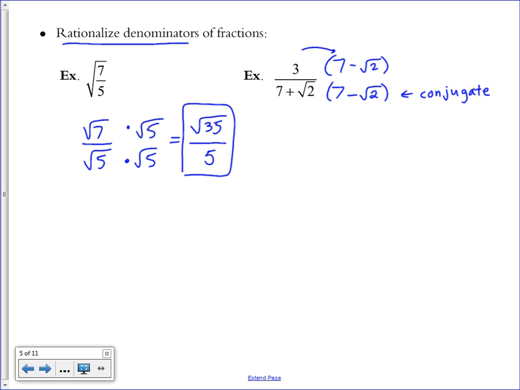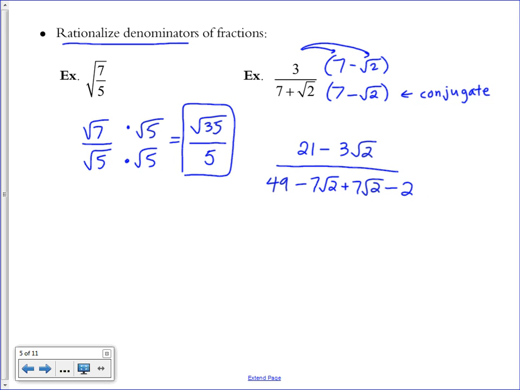We have to distribute the 3. It's going to become 21 minus 3 root 2. And the denominator has to get FOILed out. At first, it would look like 49 minus 7 root 2 plus 7 root 2, and then minus root 2 times root 2, which is the square root of 4. That simplifies to just plain 2.